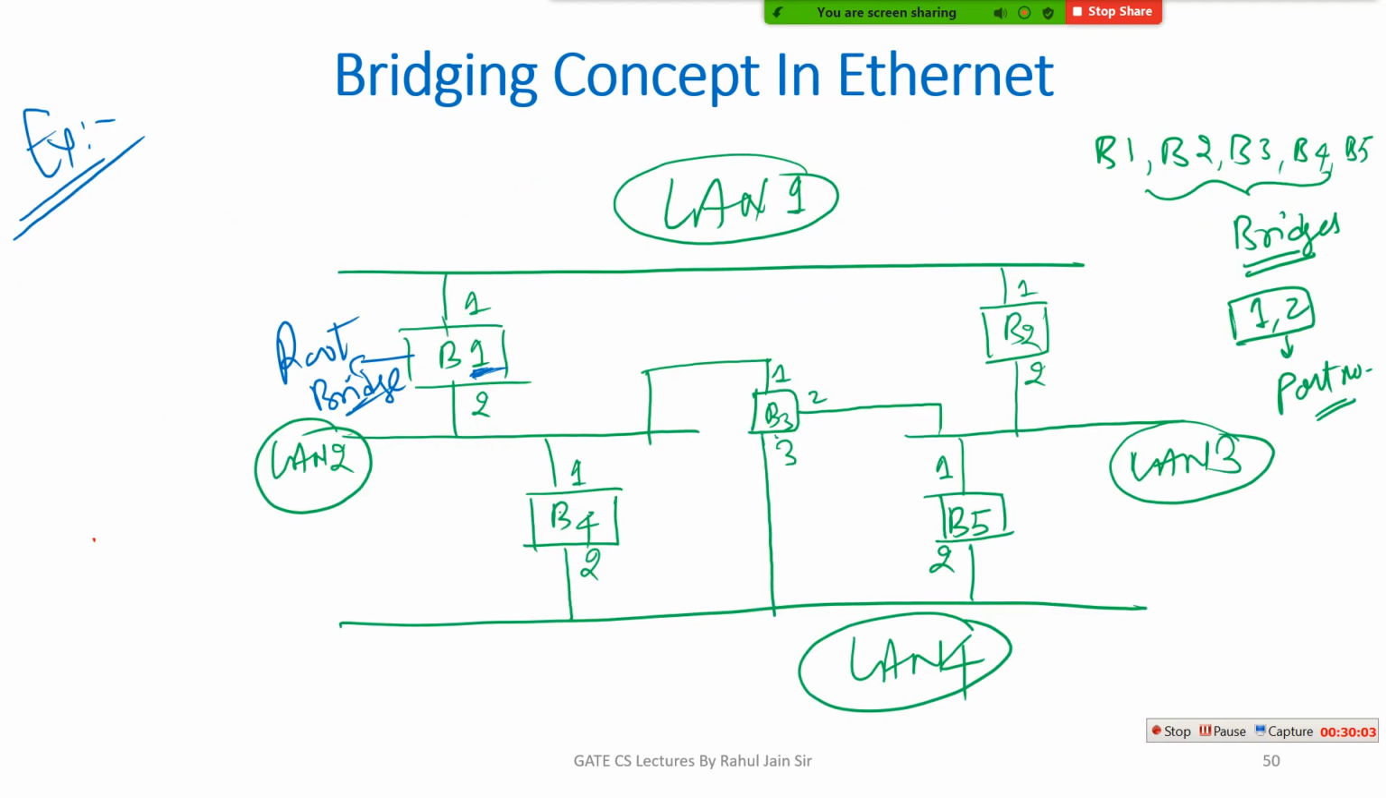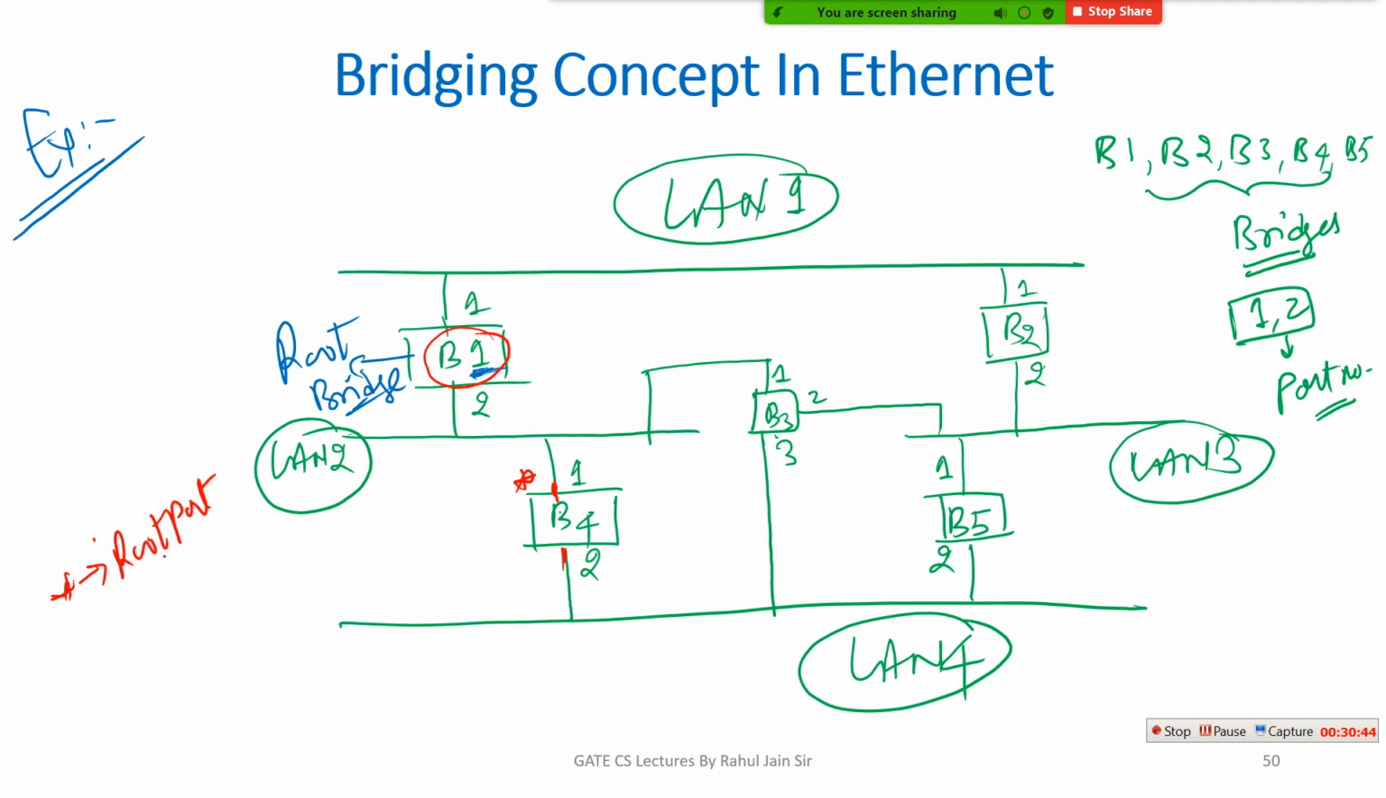So if you observe here, I am changing the color of the pen. B1 is a root bridge. B4 has two ports, port 1 and port 2. Focus here, guys. Port 1 is closer to the root bridge. Port 2 takes one more hop: it will go to B3 and then get connected to B1. But port 1 can connect directly to B1 in one hop. So I will mark this port as a root port. I am marking it with a star.